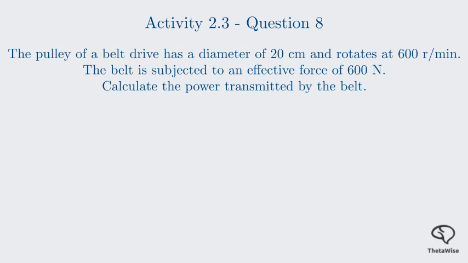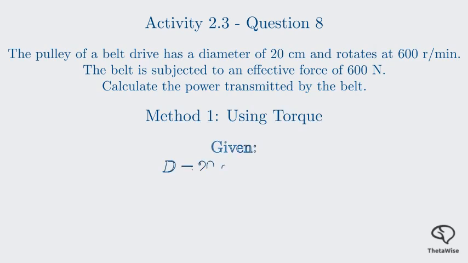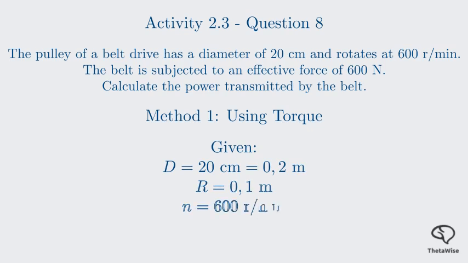There are two main formulas for power in rotational systems, and we can use both here. Let's start with the formula involving torque. First, we identify our given values. The diameter is 20 centimeters, or 0.2 meters, so the radius is 0.1 meters. The rotational frequency, N, is 600 revolutions per minute. The effective force, F, is 600 newtons.